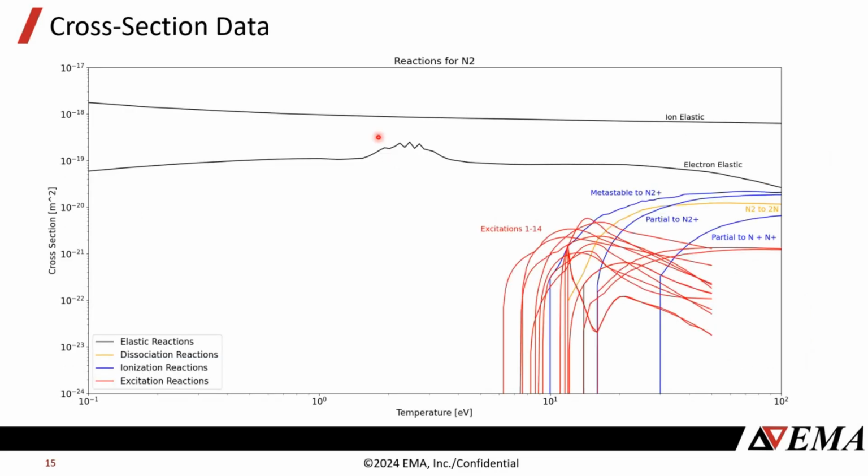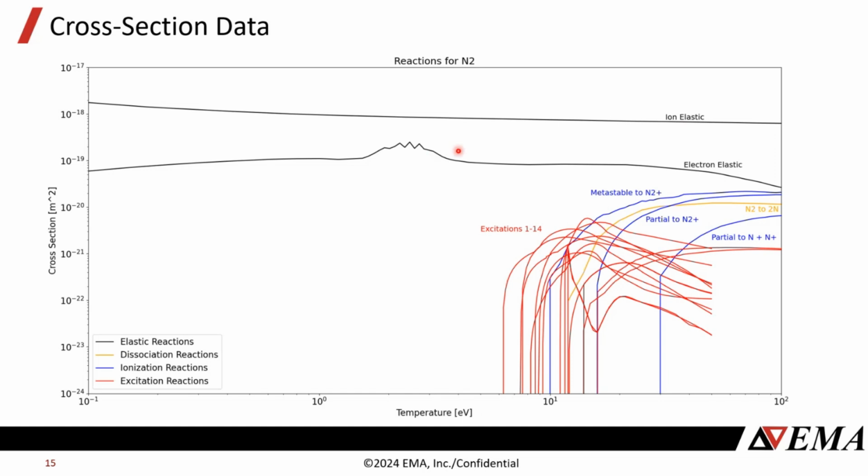And here are some examples of cross-section data for N2. Your two elastic reactions are up here at the top. These are typically always going to be your most dominant reaction, except at really, really high energies. We also have a whole bunch of excitation reactions shown in red here. Our ionization reactions are shown in blue, and there are a couple of different ways that we can do the ionization here. And then finally, we can also split apart the N2 molecule into two free nitrogen atoms. This is called dissociation, and this is shown in the orange line here.